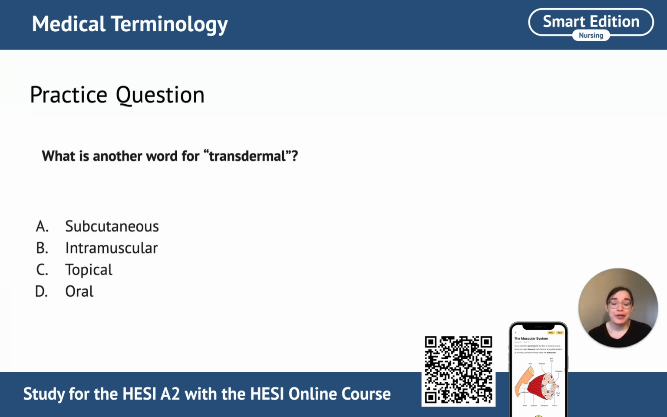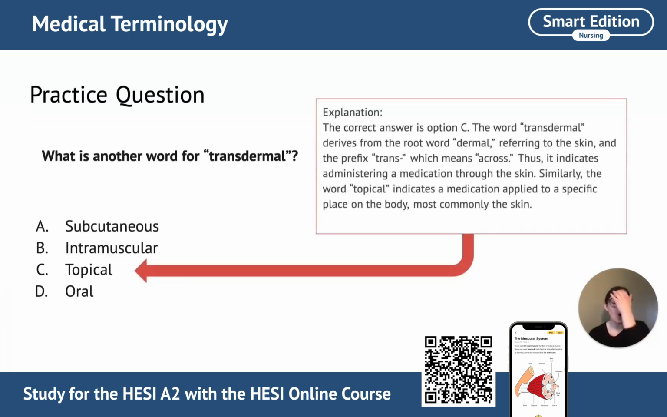What is another word for transdermal? Is it A, subcutaneous? Is it B, intramuscular? Is it C, topical? Or is it D, oral? And the correct answer here is option C, the word topical. So these are all routes of administration for medication. And we're familiar with the word transdermal. We saw that a bit earlier on in the slideshow presentation.